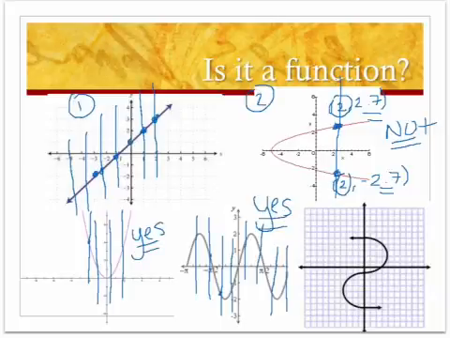Okay. However, here, this curvy thing, if I were to draw a vertical line, definitely not a function, because not only does it go through 2 points, but it actually goes through 3 points. So this is not a function.